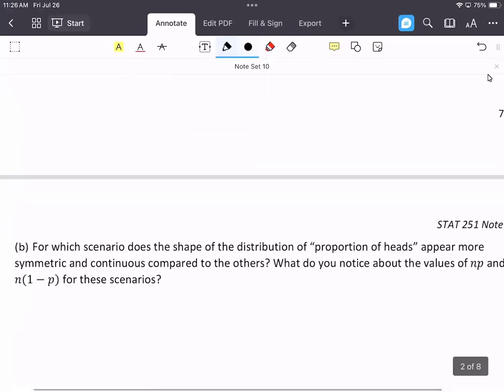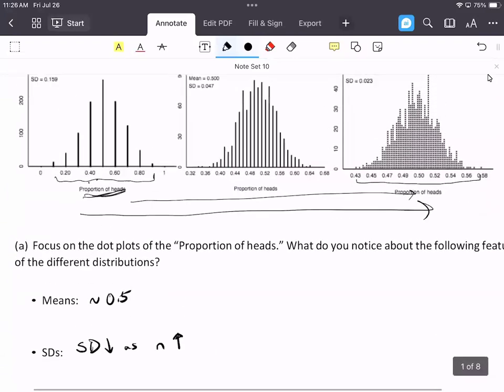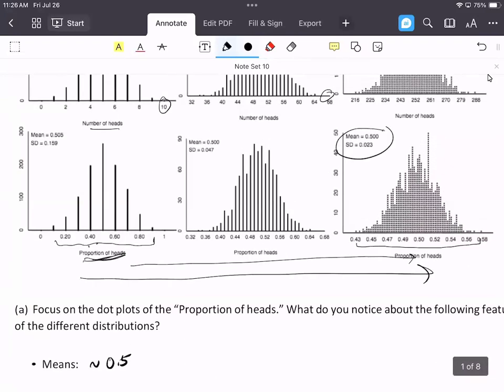Now it says here, for which scenario does the shape of the distribution of proportion of heads appear more symmetric and continuous compared to the others? And we just talked about that as we were going along. And just to go back to it for a moment, to me, it's here in this case. I'll just circle the whole thing. For this one, that's where it looks the best.